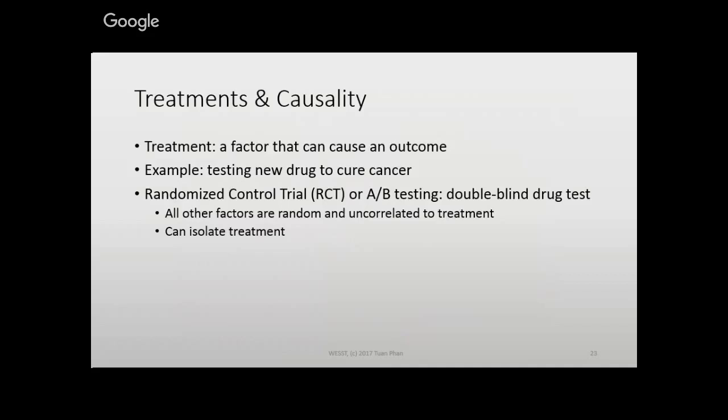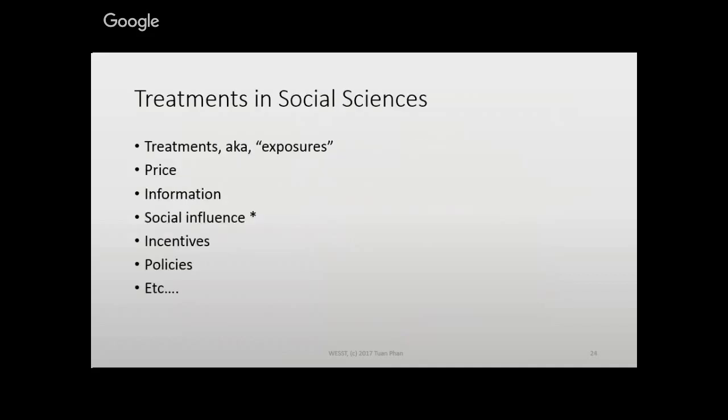In A/B testing, you say it's double-blind. You put the treatment in the treatment group, and the control group should be the same in every other way before they enter the experiment. Then we report the results after the experiment. In social sciences, the treatment could be exposure, pricing, information, or some sort of social influence.